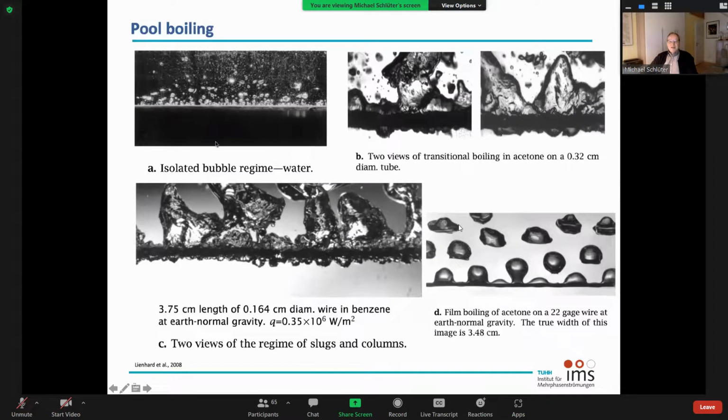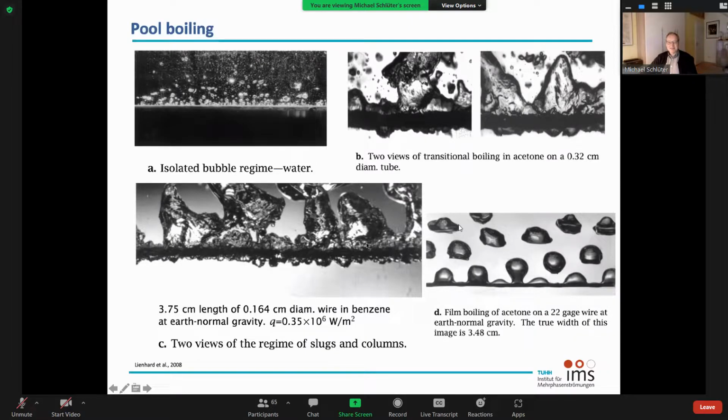So here we can see another picture. The isolated bubble regime, here we have the plug regimes. By the way, you can do this in water, and you can do this also in some solvents. Here, for example, we see this for acetone, and it's the same situation. So with this nice experiment, you can do this as well for different systems. And if you increase the current further, then we come to these regimes of slugs and columns here.